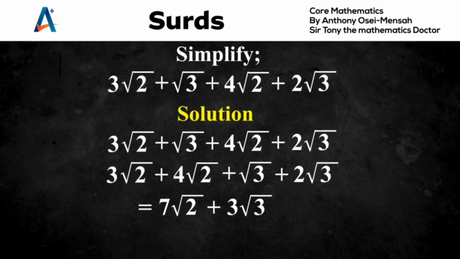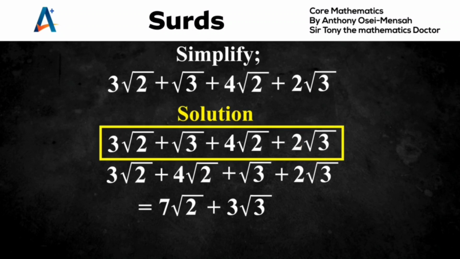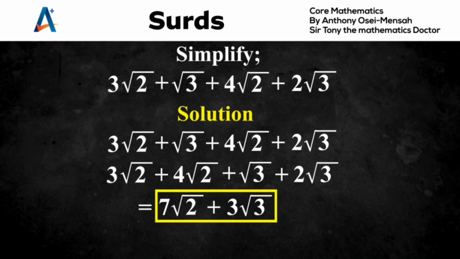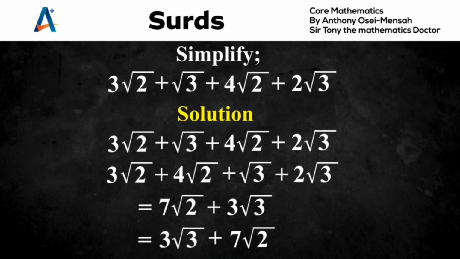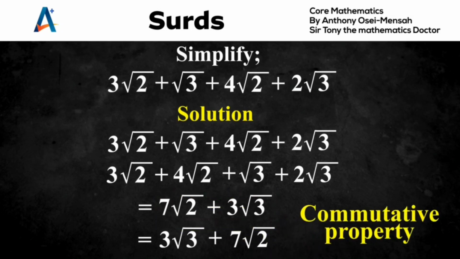This means that when you simplify 3 root 2 plus root 3 plus 4 root 2 plus 2 root 3, you should end up getting 7 root 2 plus 3 root 3 as your final answer. You can also consider changing the position of the set, which will also give us 3 root 3 plus 7 root 2, which is the same as this. So this answer right here is the same as this answer that we have here. They are the same. So it's called a commutative property.